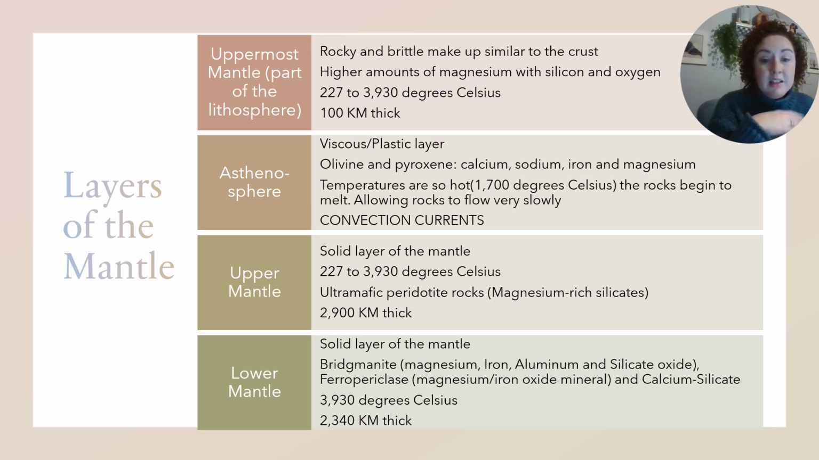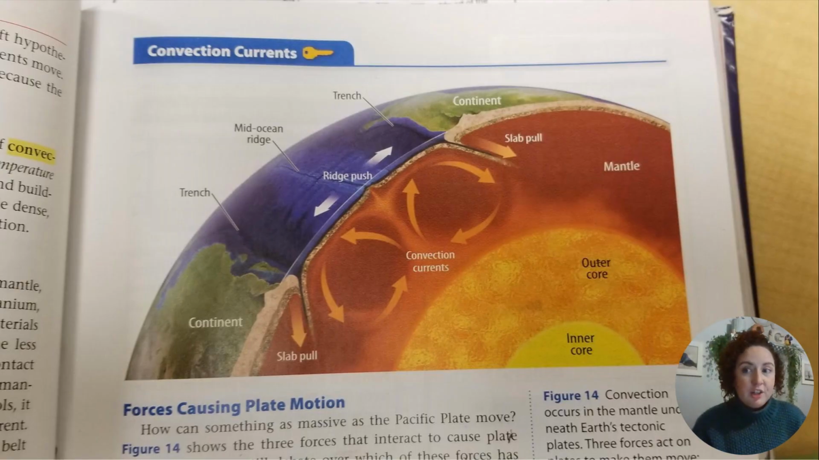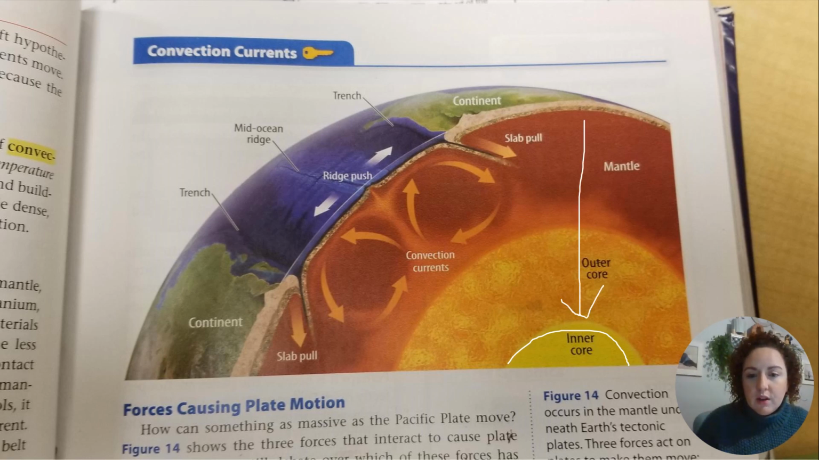The lower mantle is not as thick as the upper mantle, but it's still pretty thick at 2,340 kilometers. Okay, so that's our mantle. Now, hold with me as we get to the next slide. Convection currents, because this is the best indicator, I feel. I'm going to grab my little pen. So the inner core, as we have talked about many times already, the deeper you go into the earth, the hotter it gets.